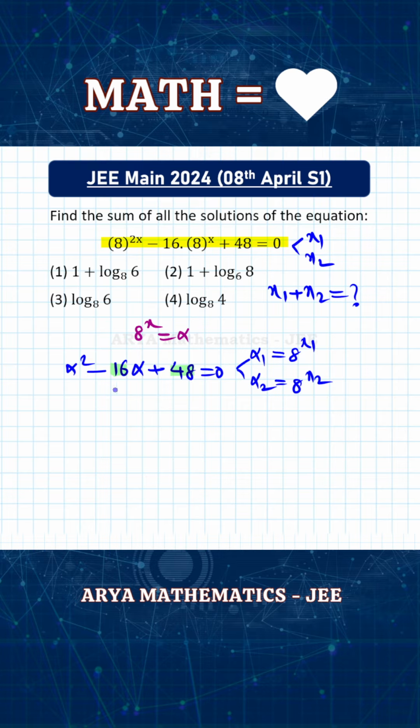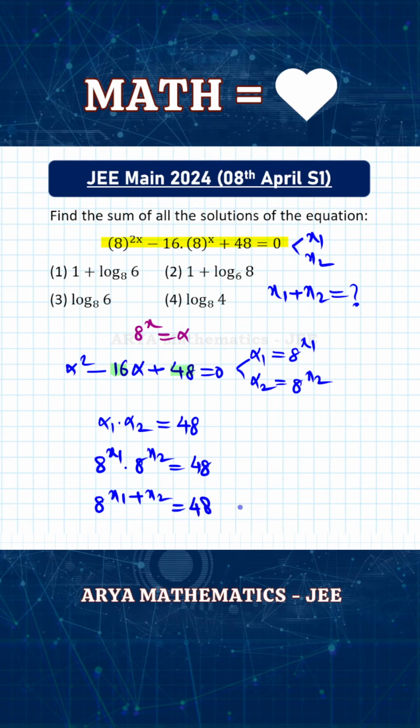We have to calculate x1 plus x2. So here we can apply the sum of roots and product of roots. If I calculate alpha 1 into alpha 2, the roots of this quadratic in alpha being alpha 1 and alpha 2, the product of roots will be c by a. So that is 48 by 1. So alpha 1 into alpha 2 will be 48. Now what is alpha 1? Alpha 1 is 8 raised to x1. Alpha 2 is 8 raised to x2. So this will be 48. And now you can write that 8 raised to x1 plus x2 will be 48.